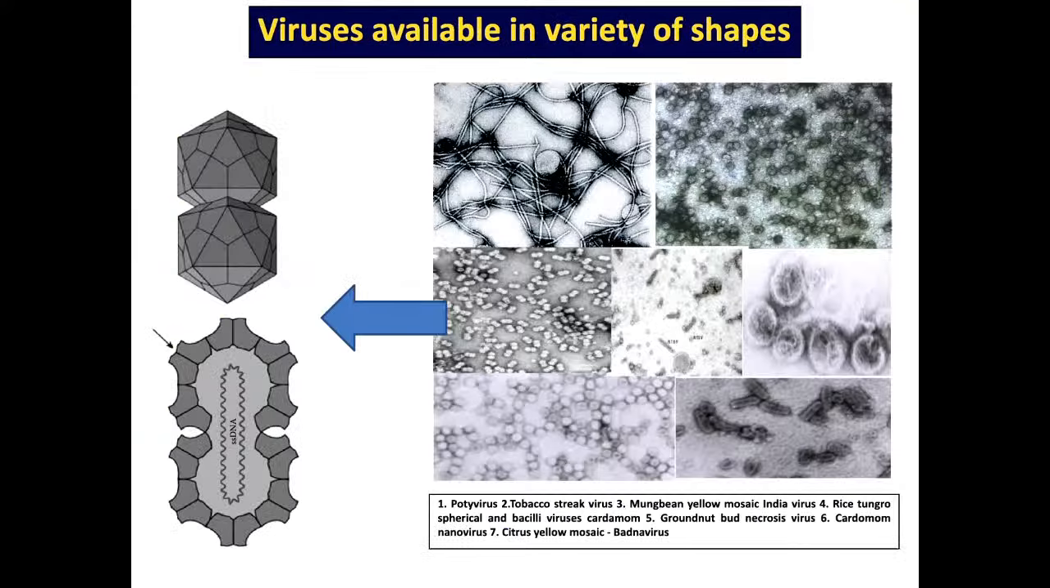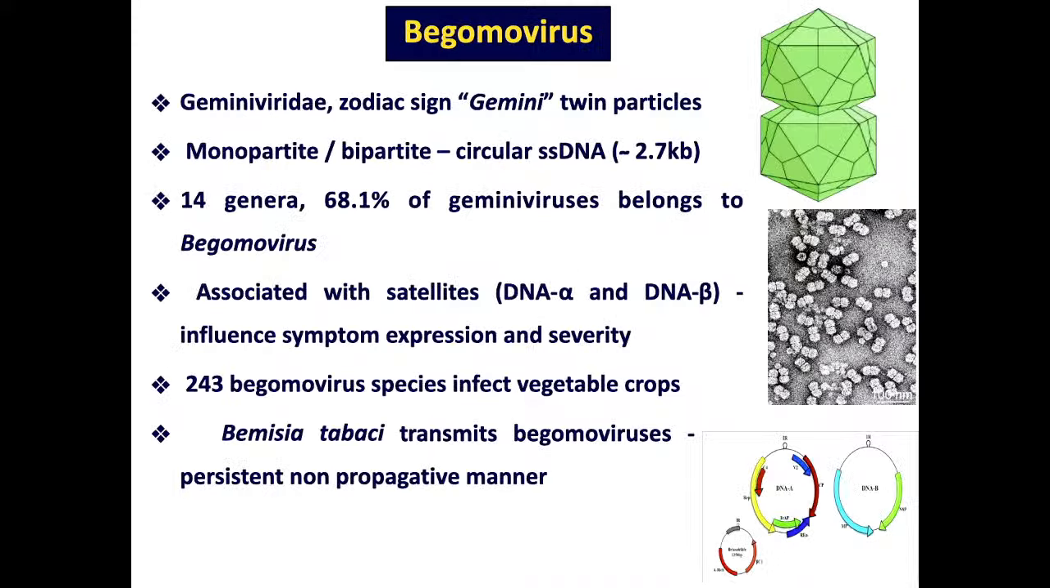So as I said, they are all in a variety of shapes. See here: flexuous rod, spherical, pleomorphic, bacilli type, or different types, but the begomoviruses are Gemini. They are all twin particles. They look like bullets. Based on that only, they coined the name Geminiviridae for the family, and they are twin particles. Either they are monopartite or bipartite, with a very simple genome size of only about 2.7 kb.